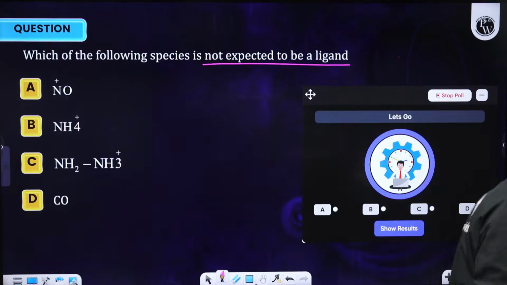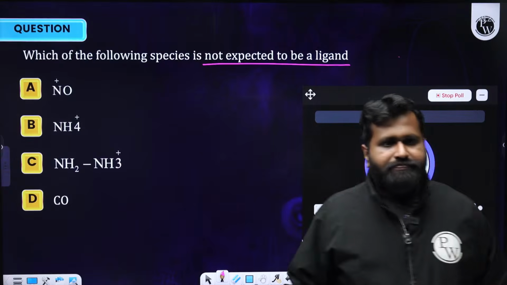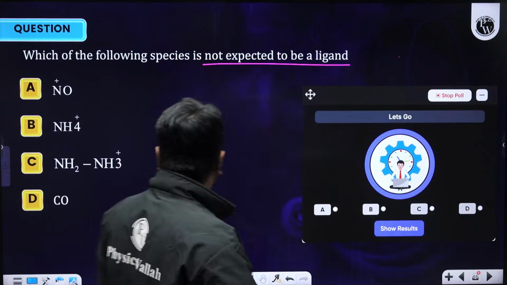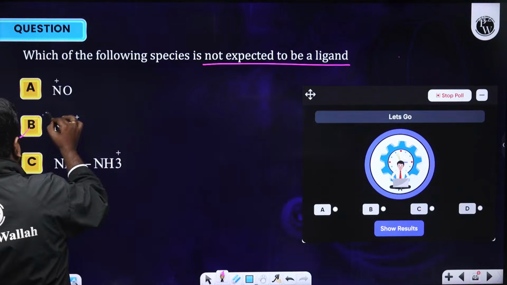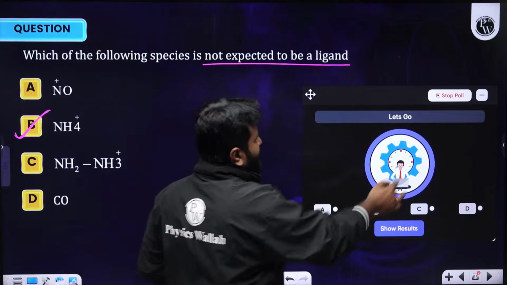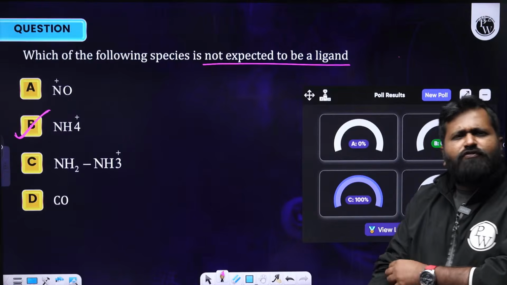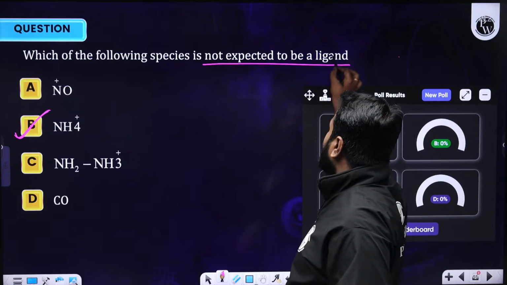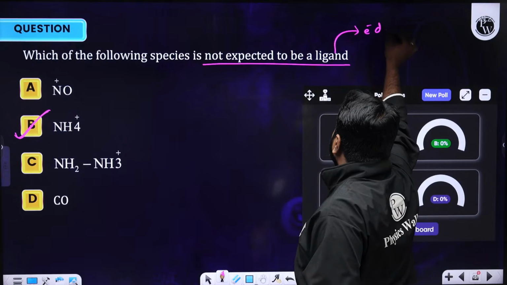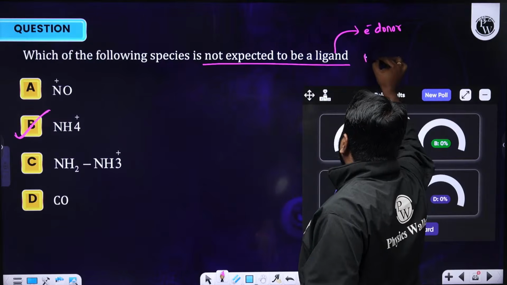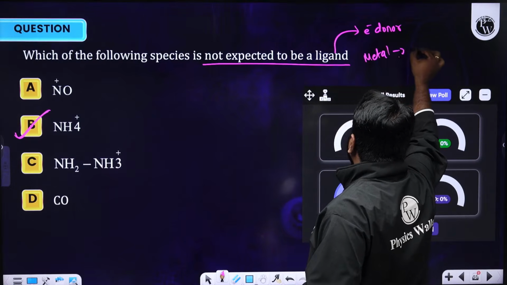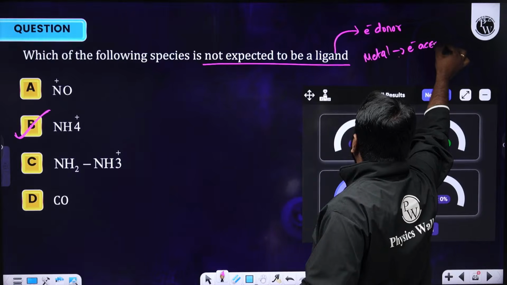C. Option B is the correct answer. Everybody, tell me, what is the definition of ligand? Ligand will act as an electron donor. Metal will act as an electron acceptor.